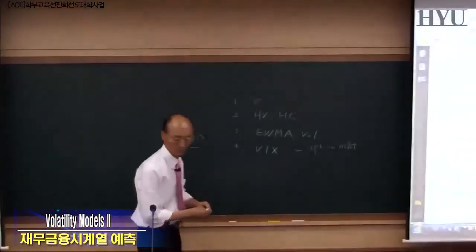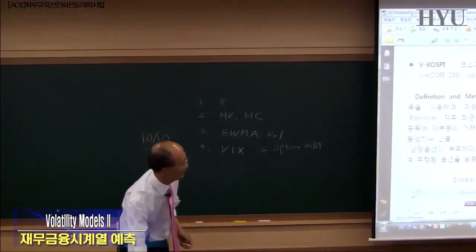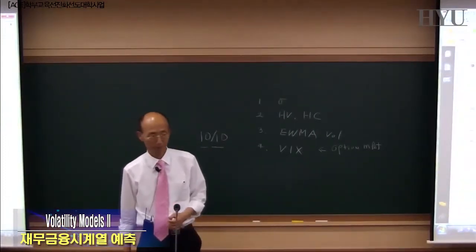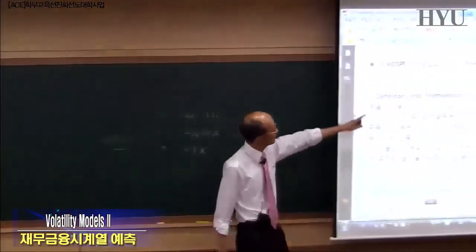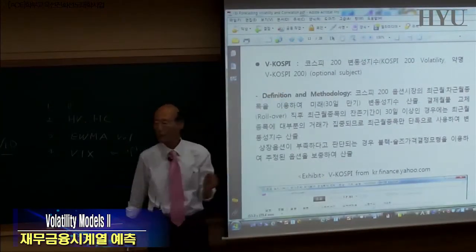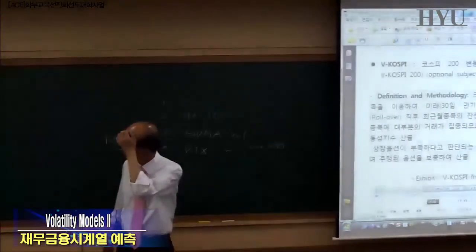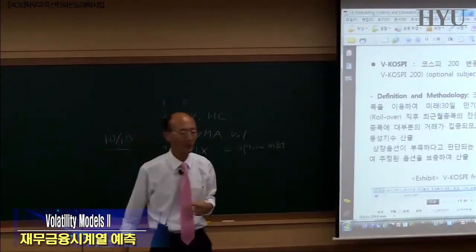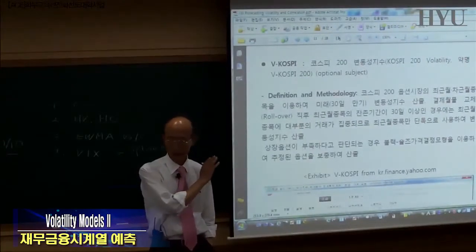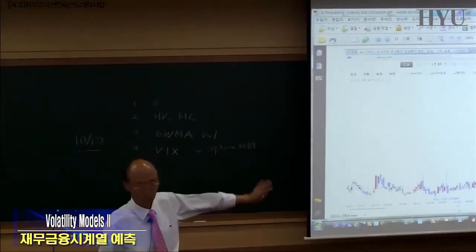And just in case, if you are interested in looking at what the V-KOSPI is, that's the volatility index with KOSPI 200 as an underlying asset. Okay, you can check this one from krfinance.yahoo.com. So you can check this figure, okay? Just for your information. And the screen may look like this one.